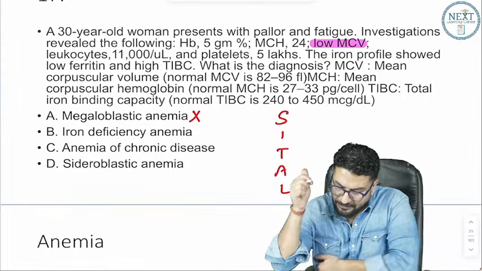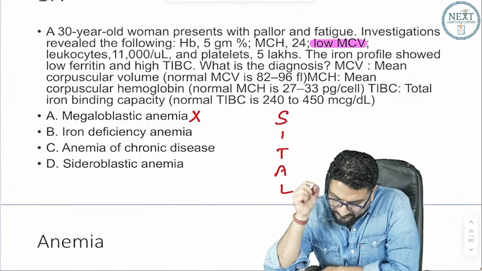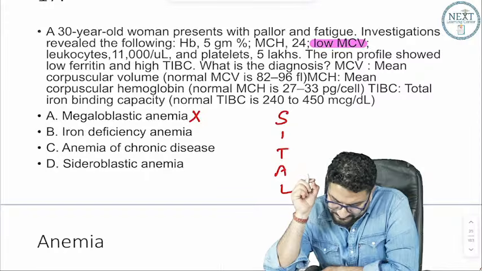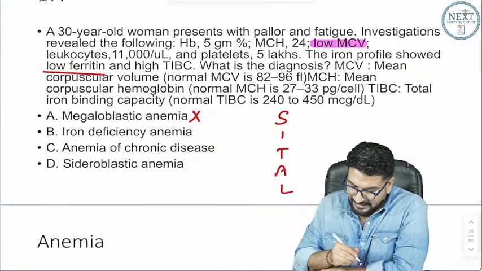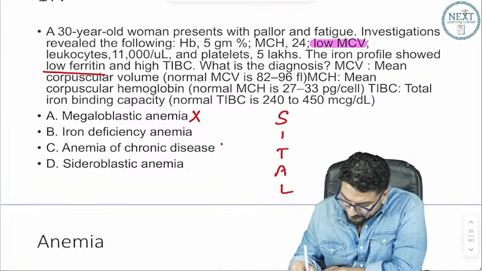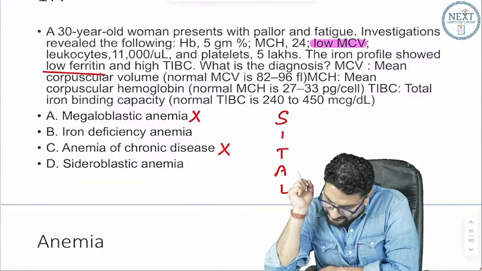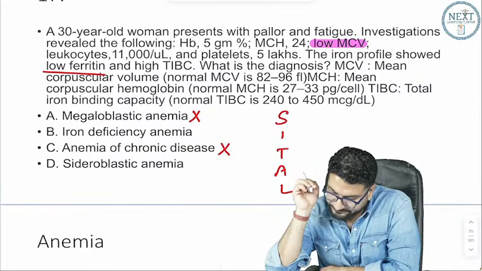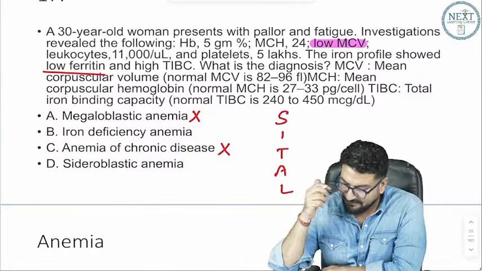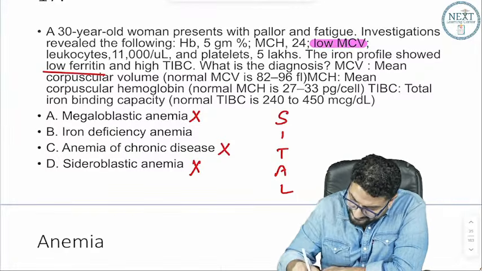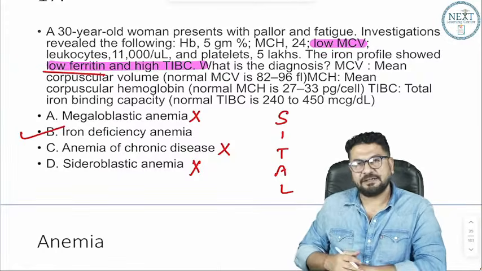Now look at this. A 30-year-old woman presented with pallor and fatigue. Hemoglobin is 5, MCH 24, leukocytes 11,000, platelets 5 lakhs. Low ferritin. What happens in anemia of chronic disease? Ferritin is high because the store form is more. Now look at this, MCV gives a normal value. Then they are telling you about total iron binding capacity. In sideroblastic anemia also ferritin is more. So low ferritin and high TIBC is the classical feature of iron deficiency.